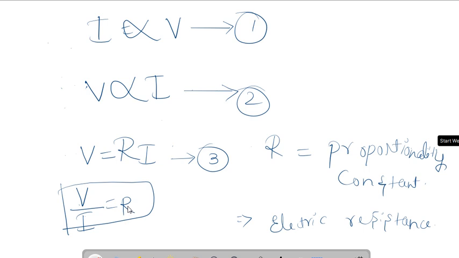See, this value of R depends upon the nature of the material. Whatever material you have considered as a conductor, the resistance will always depend upon it, and also on its temperature. But it does not depend on the value of V or I. It always depends on the material you used as a conductor and the temperature you are applying to that conductor. So this is all about Ohm's law.